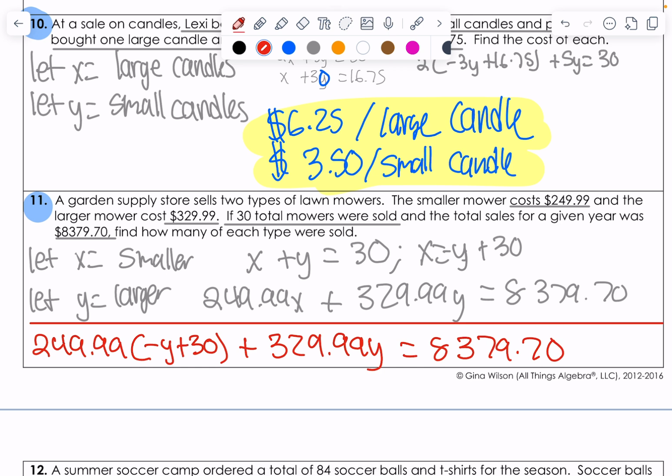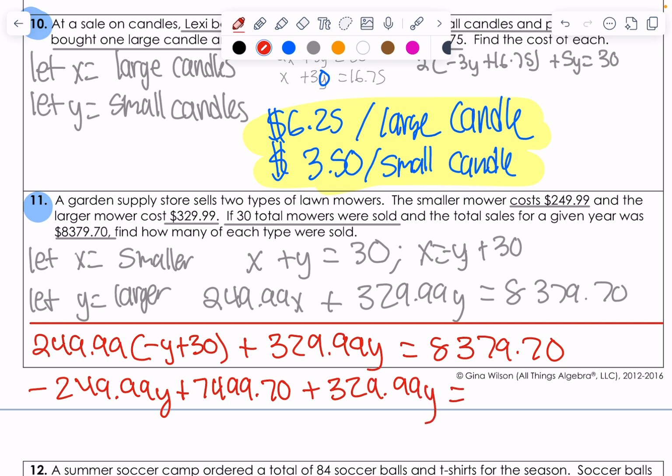So here we go. Distributing the 249.99, I get negative 249.99y. And now I'm going to bust out my calculator once again. 249.99 times 30 gives me a total of 7,499.70. You can check my work if you need to. It's right. From there, we are adding that to 329.99y. And that's all equal to 8,379.20. We can combine like terms right here and right here.